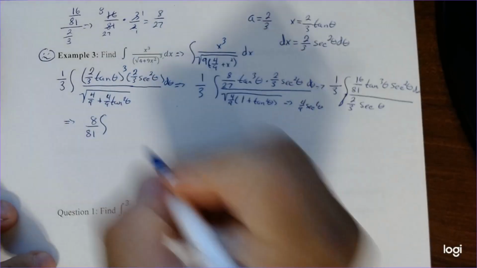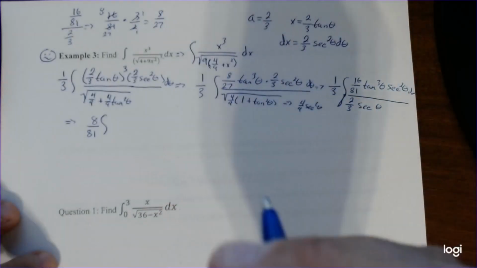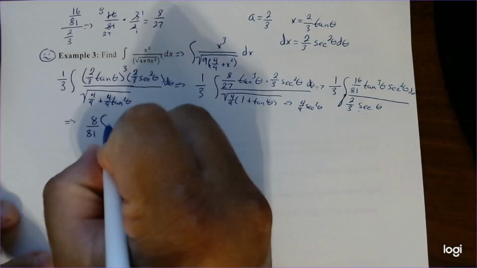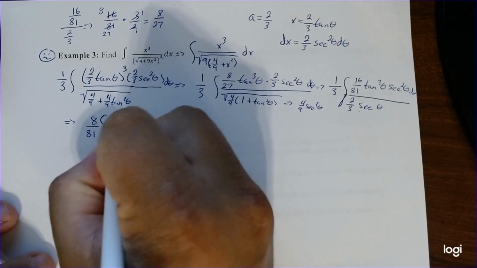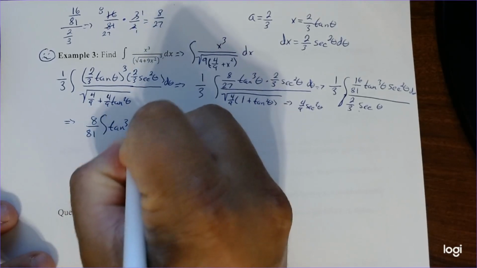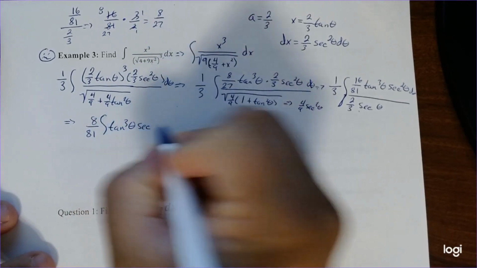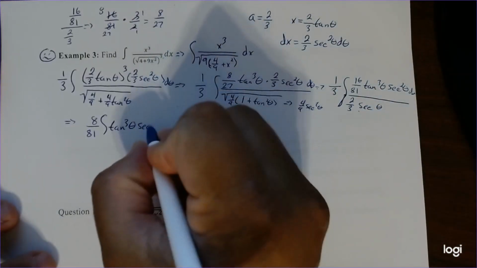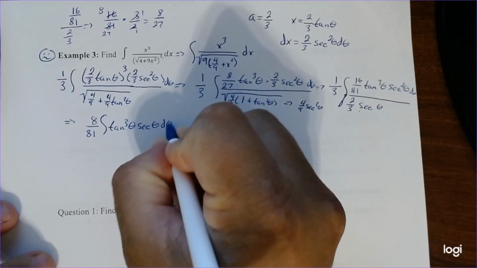Okay, on the outside, and let's keep going. So now notice, one of the secants cancel, and I get tan to the 3rd theta secant, just one secant theta, since those cancel.